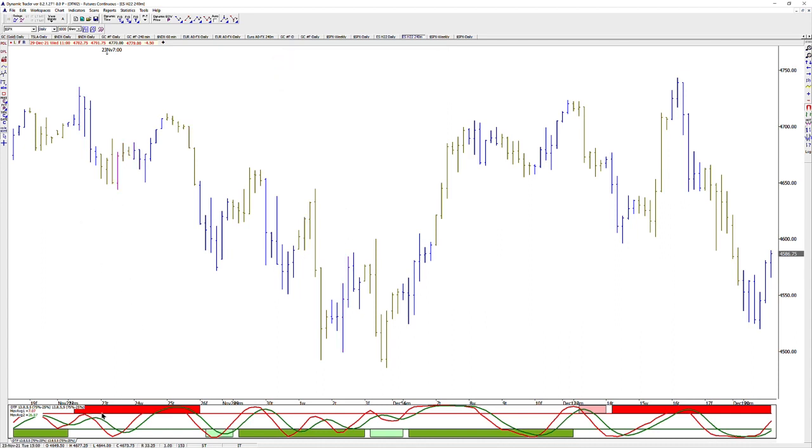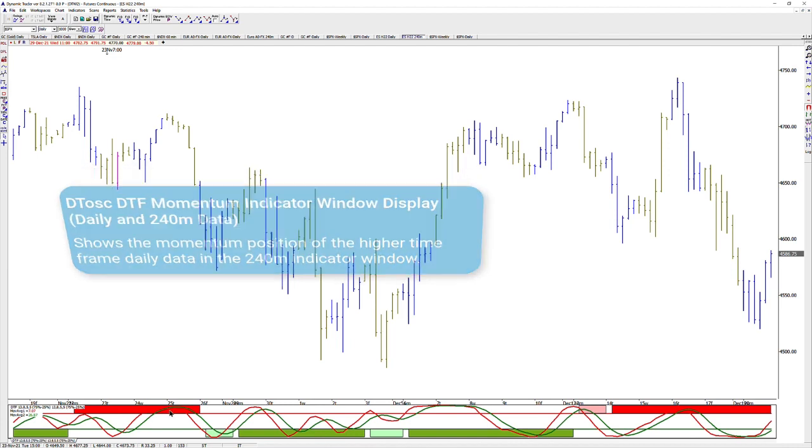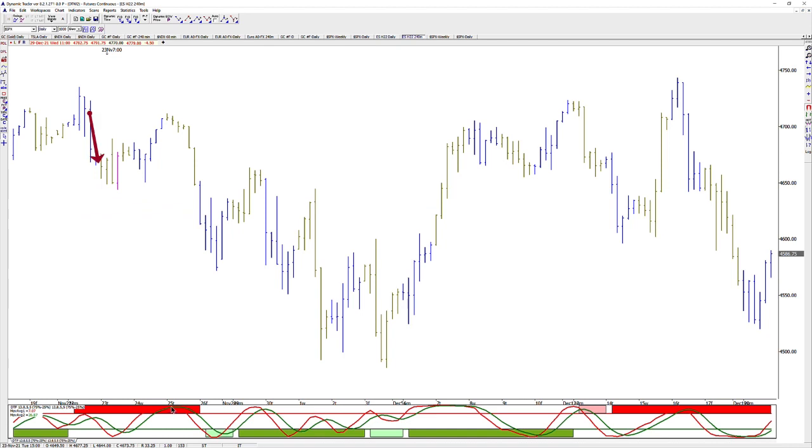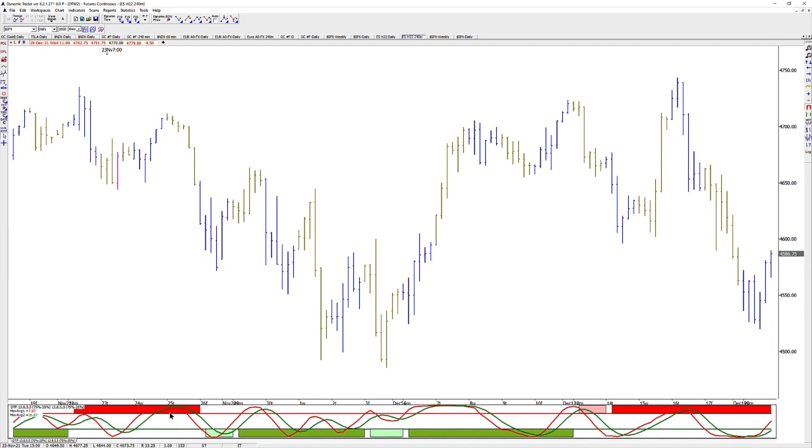And again, the reason I'm going through this, I want you to know what we're talking about when you see these charts. I'll describe them when they come in the lessons. For instance, for this period that it's red in the overbought zone, the daily momentum was bearish. So when we have a 240-minute momentum bear reversal, that's a dual time frame daily 240-minute momentum setup to probably continue the bull trend, or excuse me, in this case, the bear trend.